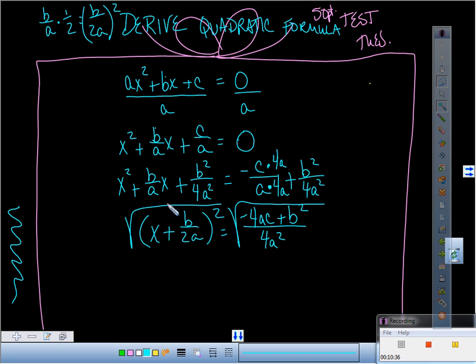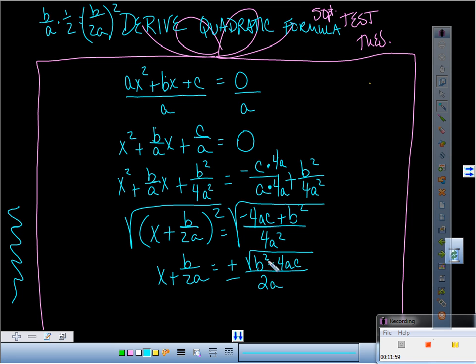All right, so these cancel each other out, and you're left with x plus b over 2a is equal to, on the right-hand side, what should be the first thing that you write down? Plus or minus. Very good. Now, does this radical go all the way down? Yes, it does. So what's the square root of 4a squared? 2a. So 2a on the bottom, and on the top, you have the square root of, and notice what I'm going to do. I'm going to switch the order up here. I'm going to write b squared minus 4ac. Okay? B squared minus 4ac.